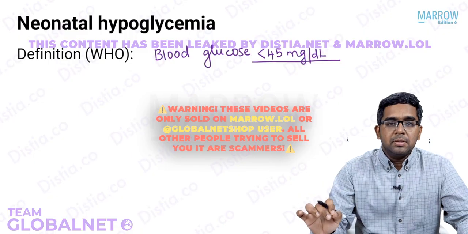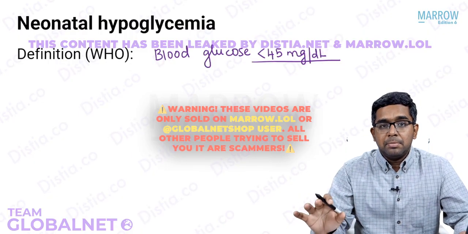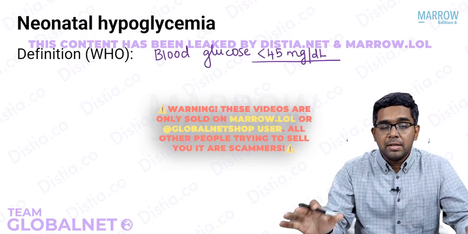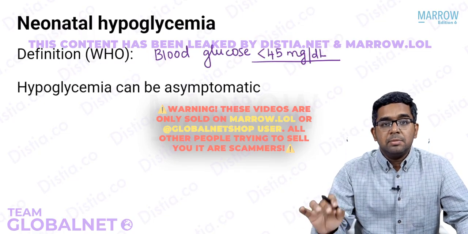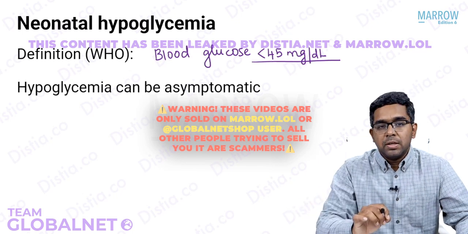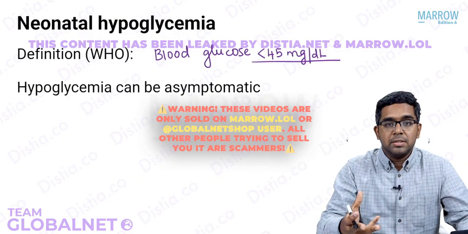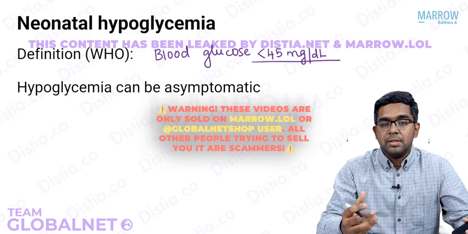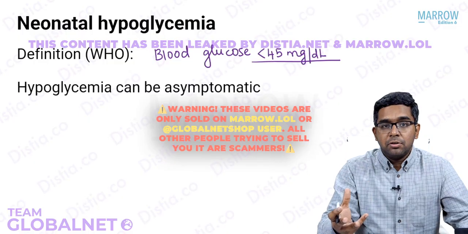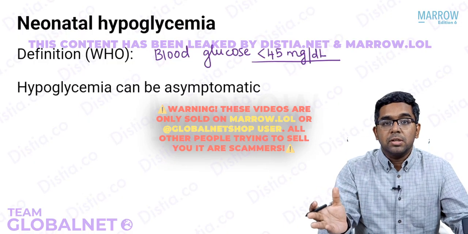Now, please remember, whenever a baby is hypoglycemic, it is not necessarily true that the baby will always have some clinical features. Hypoglycemia may also be asymptomatic. So that is why it is always important that you look out for hypoglycemia and treat it proactively rather than waiting for hypoglycemia to manifest with symptoms, which may not occur all the time.